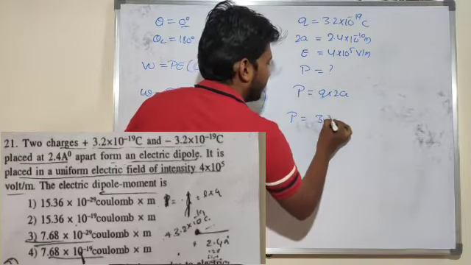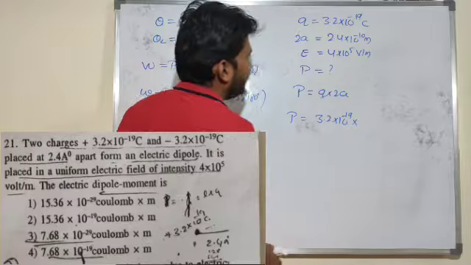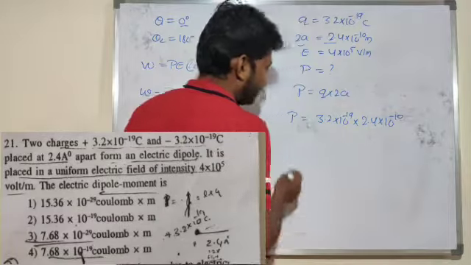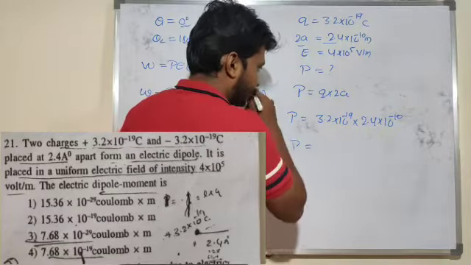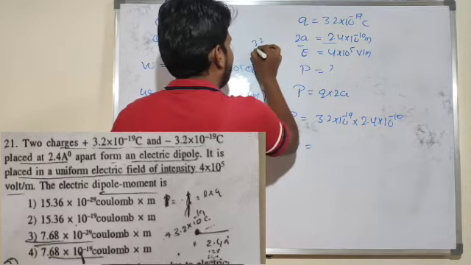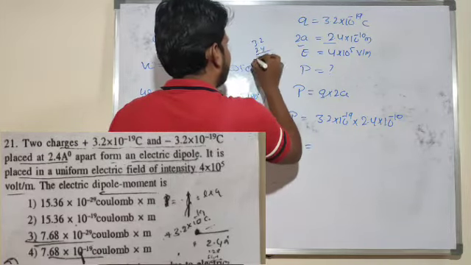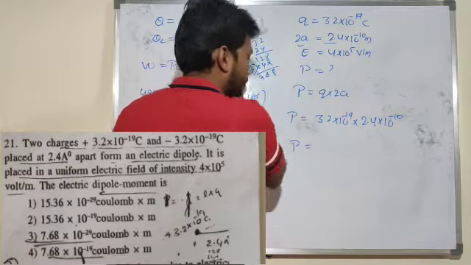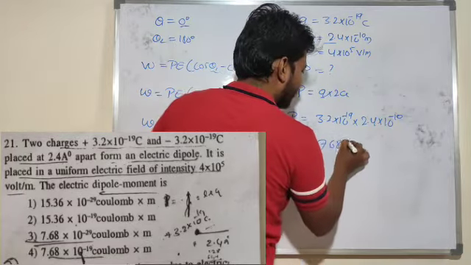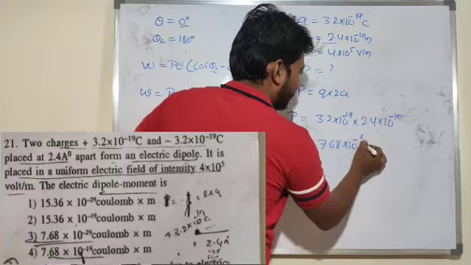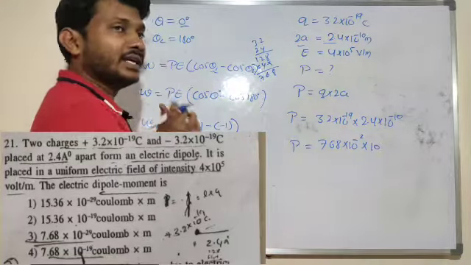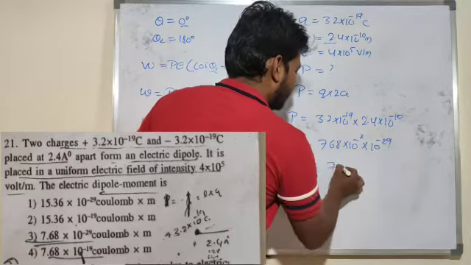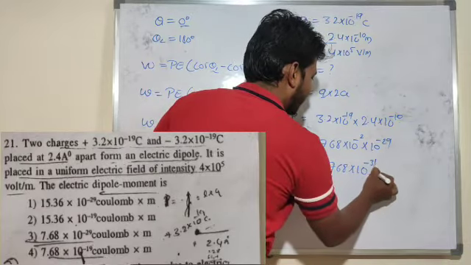Q value is how much? 3.2 into 10 to the power of minus 19. So 2A value is how much? That is 2.4 into 10 to the power of minus 10. So 3.2 into 2.4, what's the answer here? 7.68, so 768 into 10 to the power of minus 2, and 10 to the power of minus 19 minus 10 gives minus 29. So P is equal to 768 into 10 to the power of minus 31.